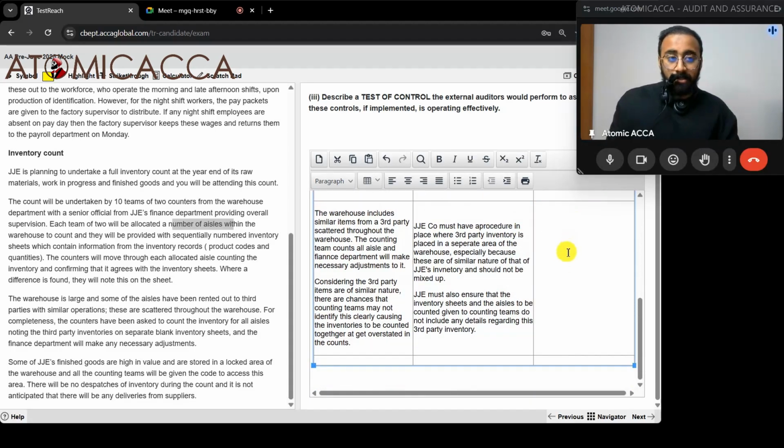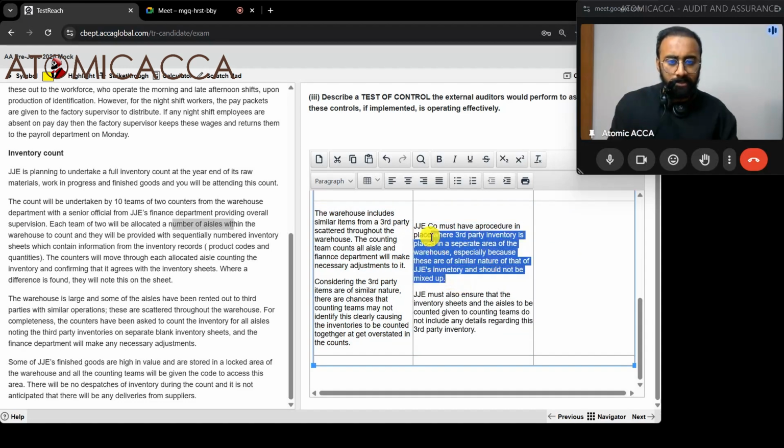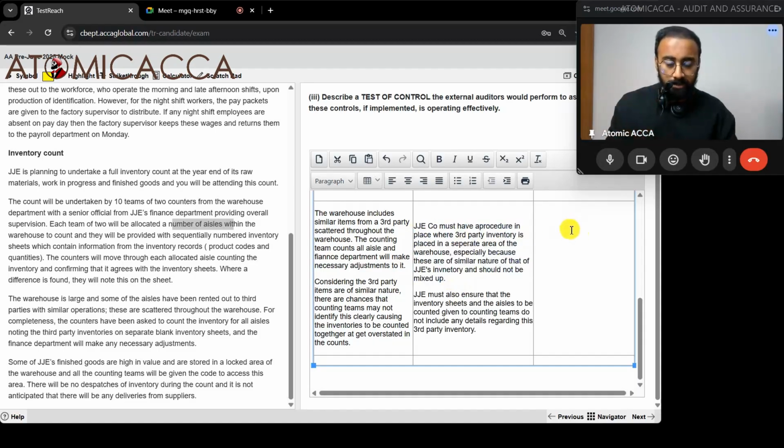Now what can I as an auditor do to confirm these two things are working? What is the first thing? Whether this is included in a separate place or not. First thing, the auditor can physically visit the area in the warehouse where third party inventory is stored and confirm that. How do I confirm?